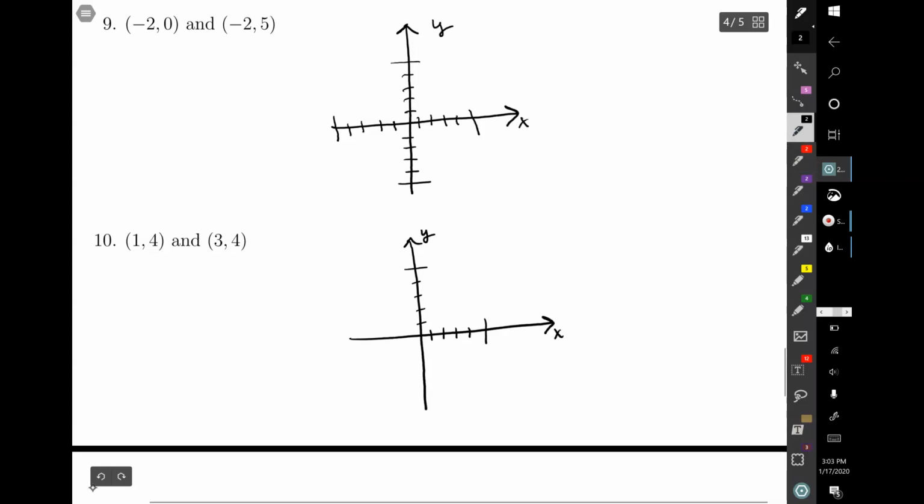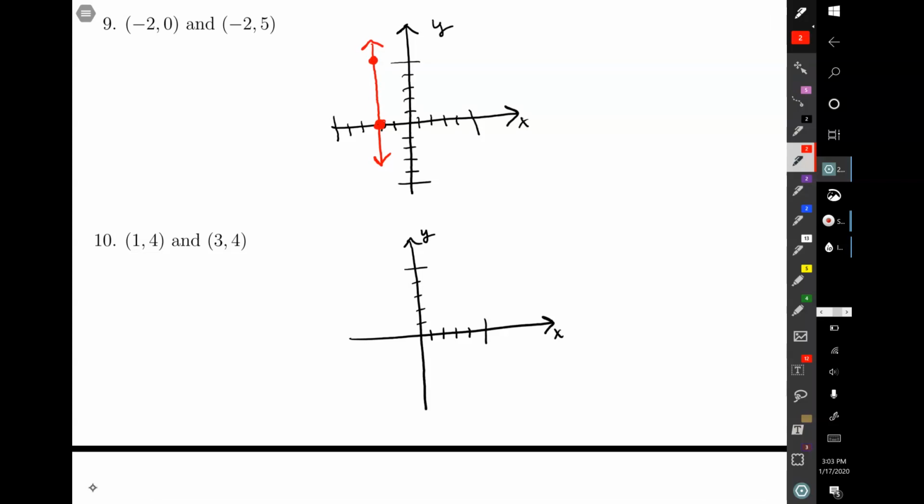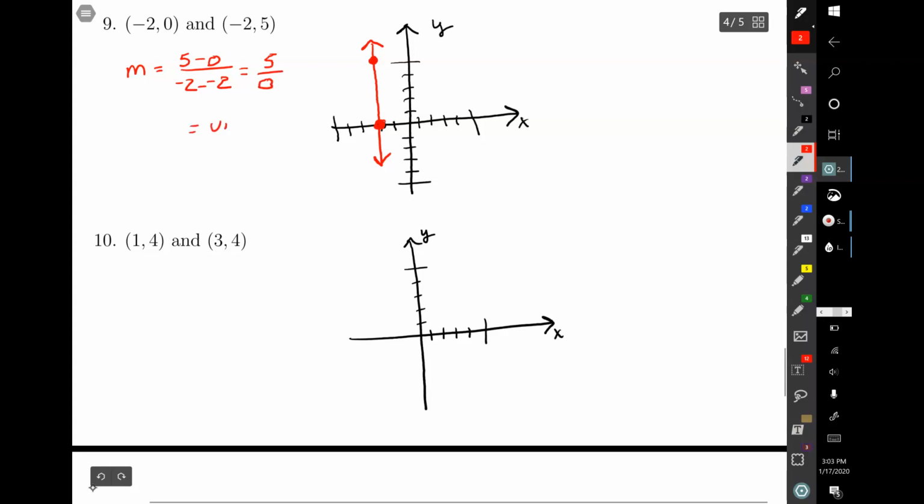So we're going to plot those points, -2, 0 and -2, 5. If we connect them, we get a vertical line. That means we have an undefined slope. So really, if we were to put this into the slope formula, we would have m equals 5 minus 0 over -2 minus -2, which would give us 5 over 0, which would be undefined.